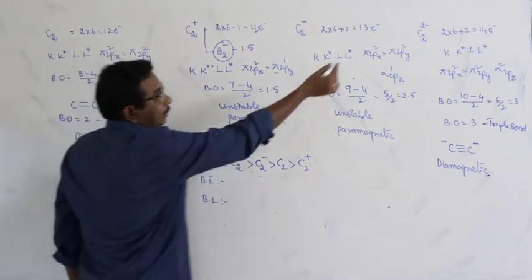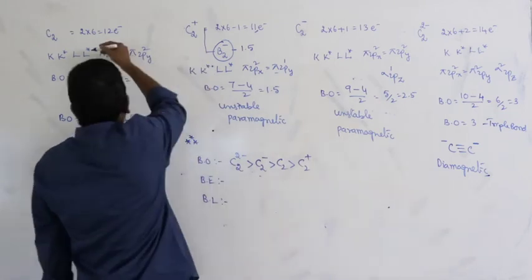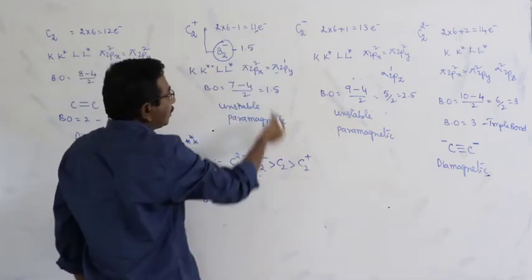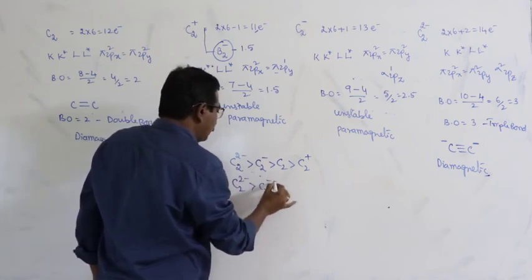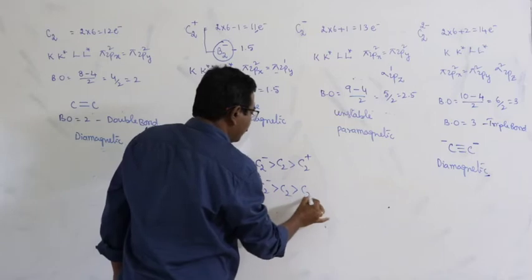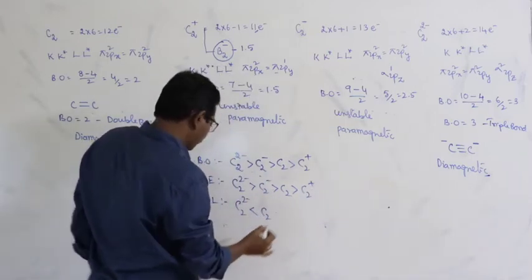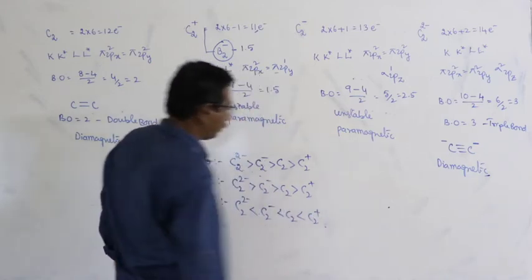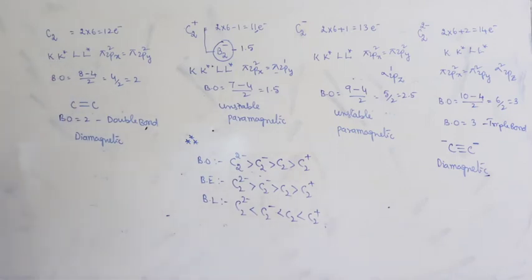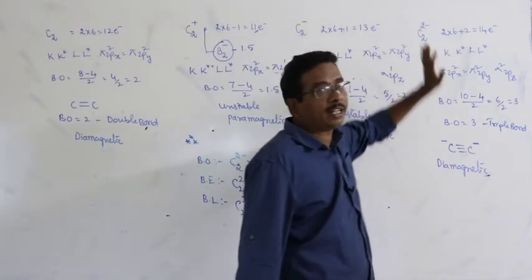C2 2 minus 3, C2 minus 2.5, C2 2, C2 plus 1.5. Here bond energy follows the same order, C2 minus, C2, C2 plus. What about the bond length? C2 2 minus, C2 minus, C2, C2 plus. Very important: 12 electron system, 11 electron system, 13 electron system and 14 electron system.